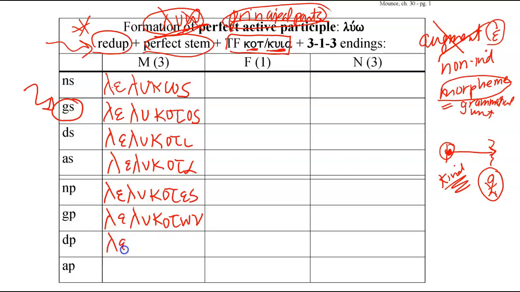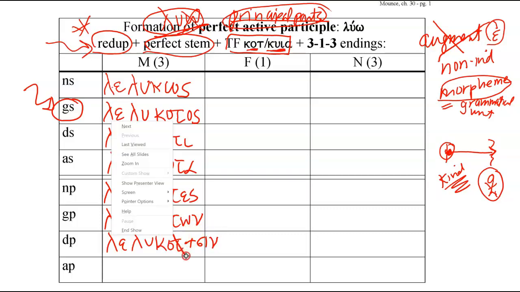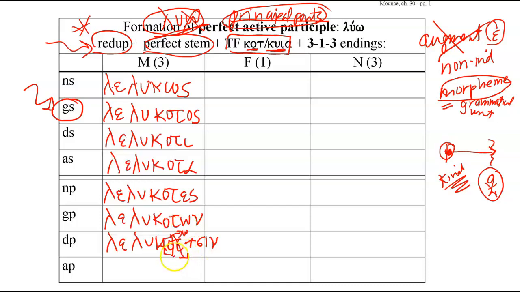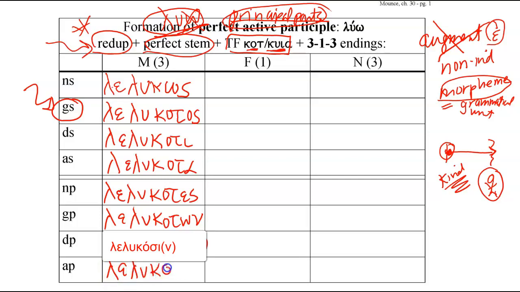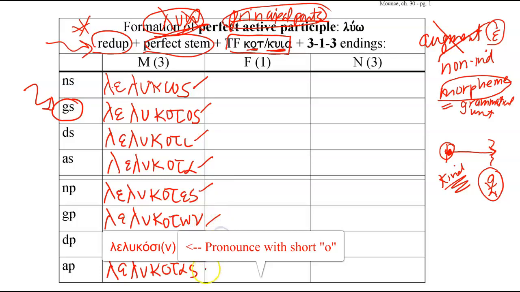The dative plural is lelukot plus si. Add the sigma, and you'll have the same thing that happened as in the nominative singular. The tau drops, and then the final form looks like this: lelukosi or lelukosin, and the accusative plural is lelukotas. And those are the forms. So let's say the perfect active participle for the masculine forms. Ready? One, two, three. Lelukos, lelukotos, lelukoti, lelukota, lelukotes, lelukoton, lelukosin, lelukotas.